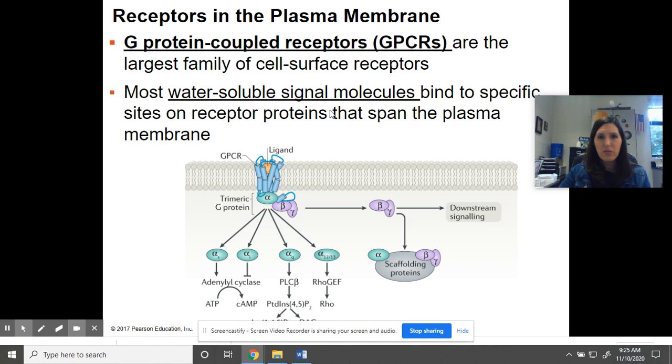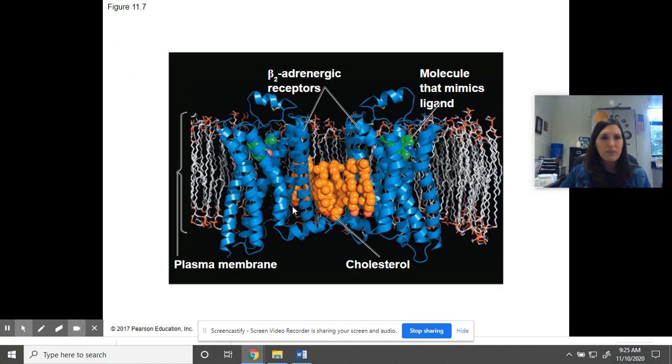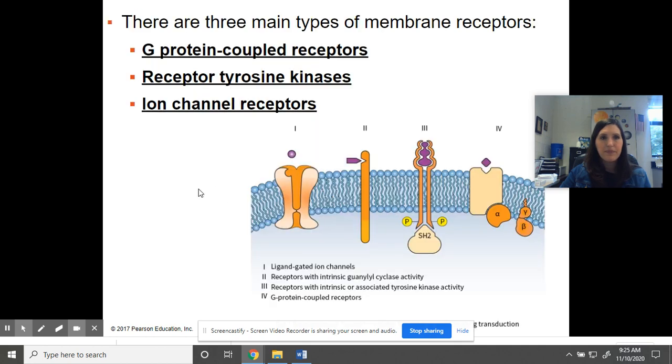Most water-soluble signal molecules bind to specific sites on the receptor protein that span the plasma membrane. So some people are born with disabilities where they are missing certain protein receptors that are throughout that cell membrane, and that causes different problems throughout the body. You probably have all your receptor proteins, and that's why you're functioning as well as you are. There's that ligand, that signaling molecule that comes in to our GPCR, and it's taking it in. And then there's lots of different pathways that it can come through to do something with. Here's another 3D model of it, okay?